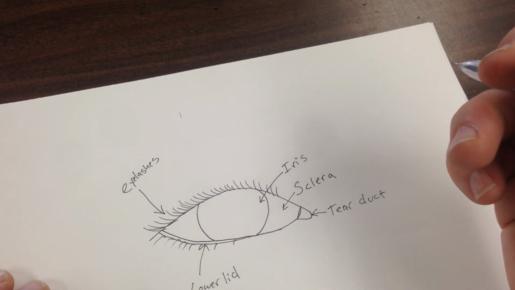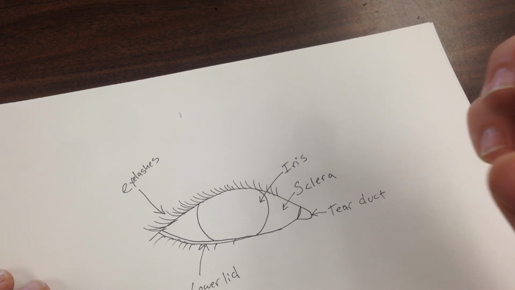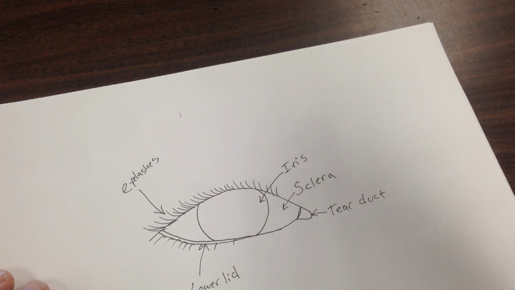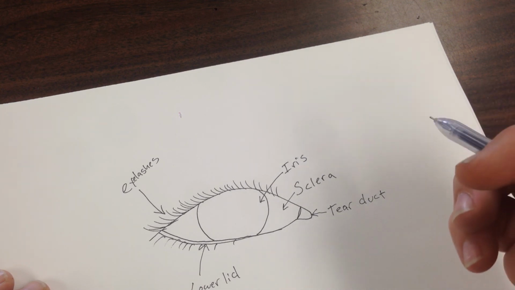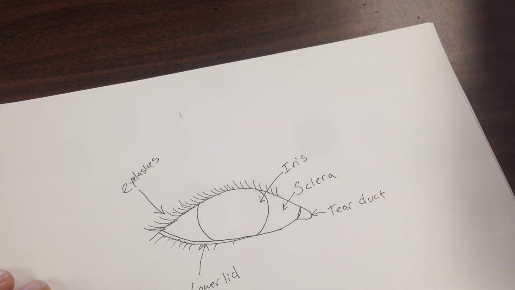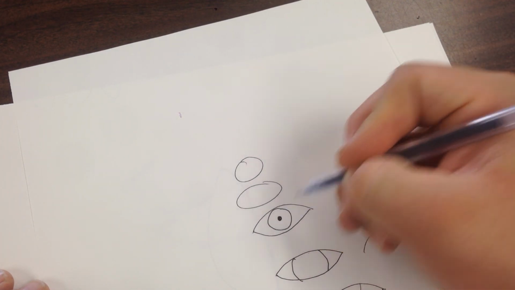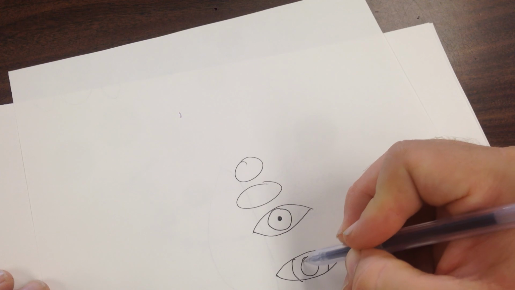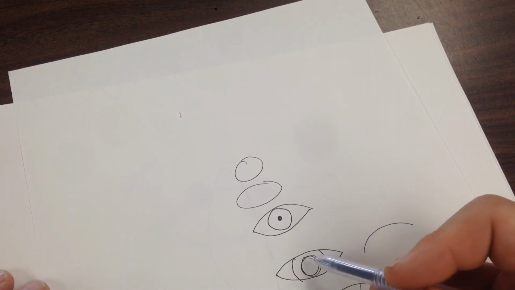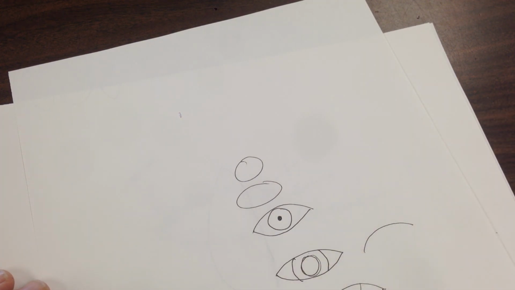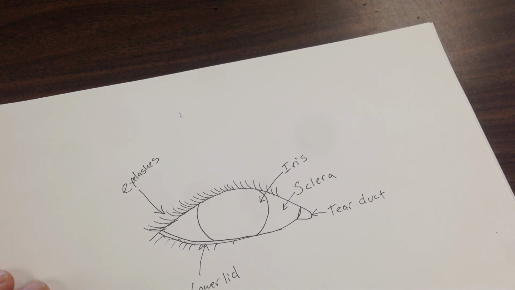So the iris causes the pupil to expand or contract, letting more light in or less light in. So the pupil could be very small, which means it's super bright out, or it could be very large, which means it's very dark. The pupil also will let a lot more light in if you see something that you like and there's something pleasant to the eye. Your pupil will open up.